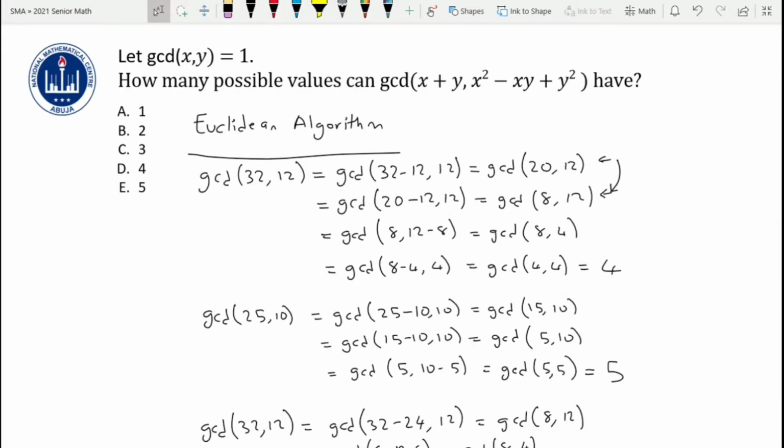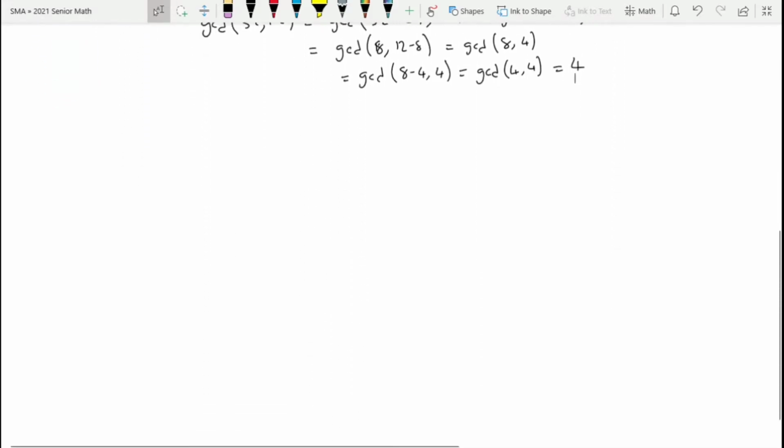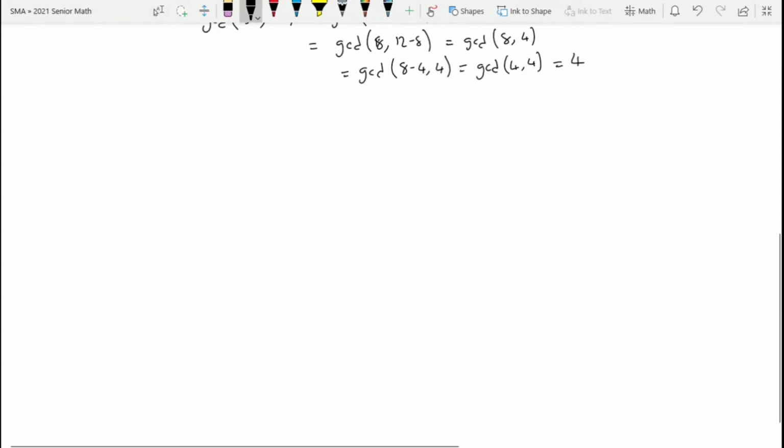So the question asks us to find how many possible values can GCD of x plus y and x squared minus xy plus y squared have. We'll go down here. So we're talking about GCD of x plus y and x squared minus xy plus y squared, right? So we're going to be using the Euclidean algorithm here too.